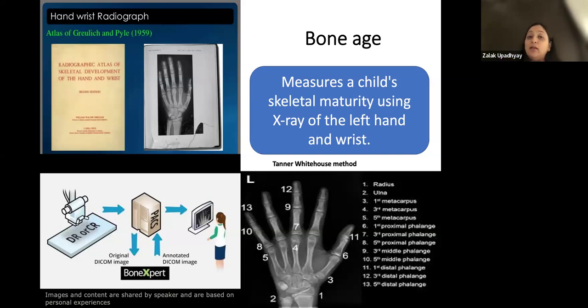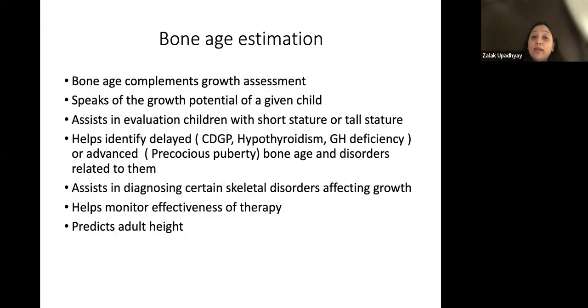So for the Tanner-Whitehouse method, always order an X-ray of the left hand with wrist, including the fingertips. You calculate the 13 epiphyses and come to a conclusion. But why do we do bone age? It is to complement the growth assessment. Whenever you're assessing growth, and you find that the child is short or tall, that is why you do it. It speaks of the growth potential of the child, and we can predict the adult height with that.